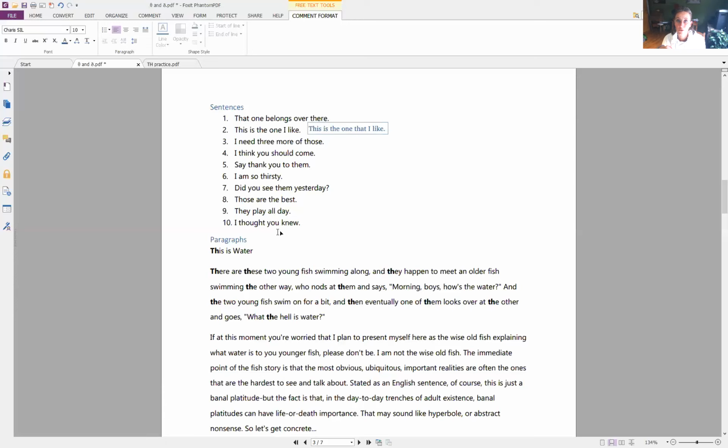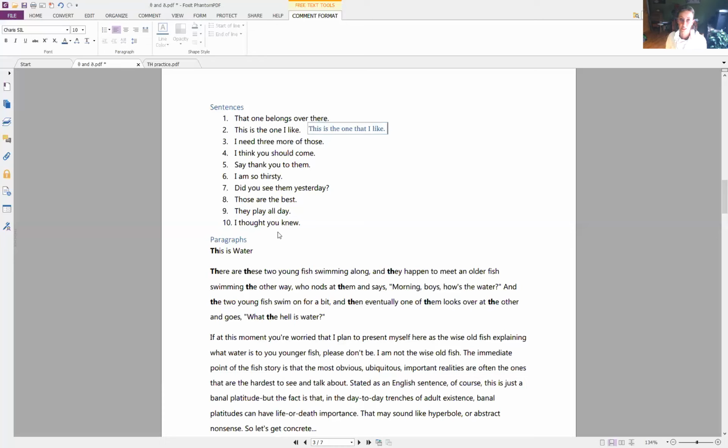Again, that was pretty slow, so a way to make it more difficult would be to go quicker. So let's review a more natural pace here. There are these two young fish swimming along, and they happen to meet an older fish swimming the other way, who nods at them and says, "Morning, boys. How's the water?" And the two young fish swim on for a bit, and then eventually, one of them looks over at the other and goes, "What the hell is water?"